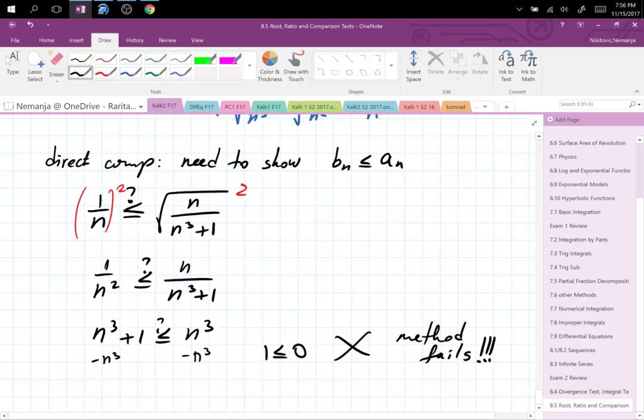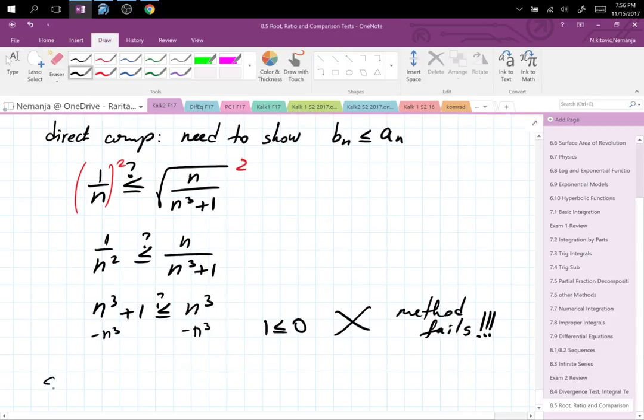This is very important to understand, that if you don't get it your way, the method failed. It's not going to be convergence because it failed here. You'll try the limit. If the limit fails as well, then you might have some issue with your thinking and setup and these kinds of things. So direct comparison failed. Switch to limit comparison.